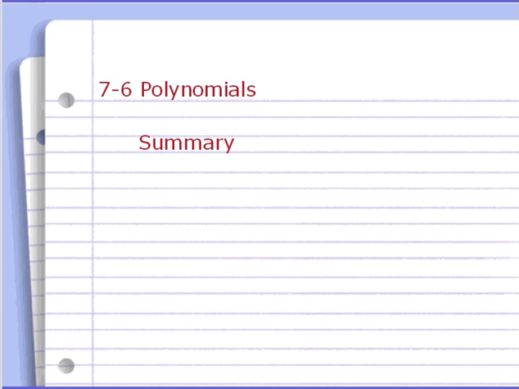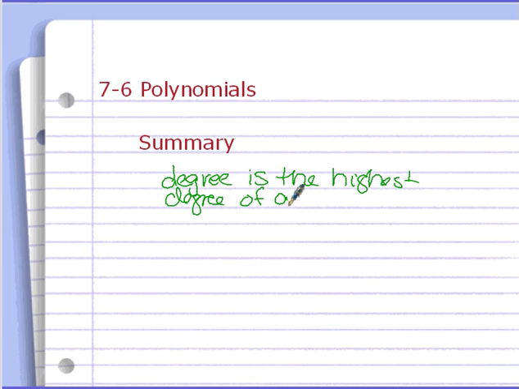So to summarize, polynomial degree is the highest degree of a monomial.